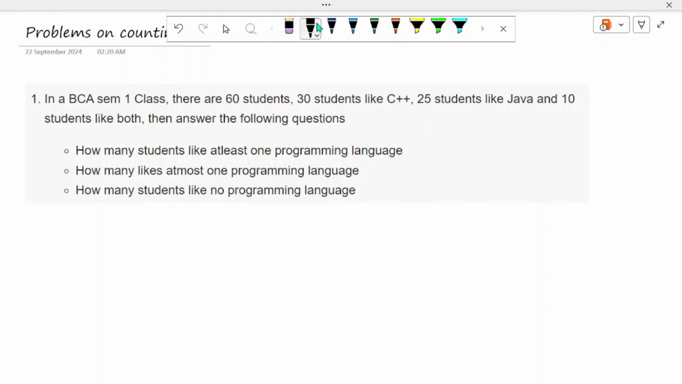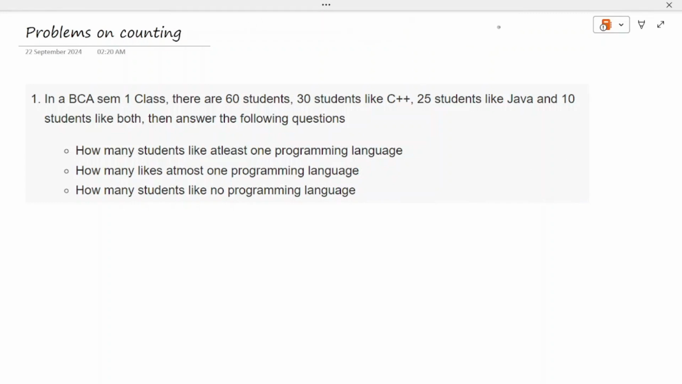Hello everyone. Today we are going to solve some of the problems on counting in set theory.